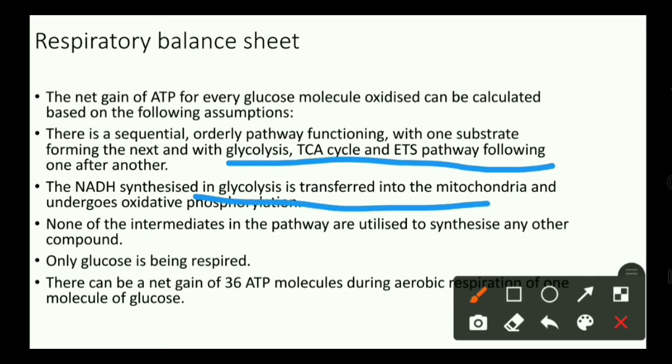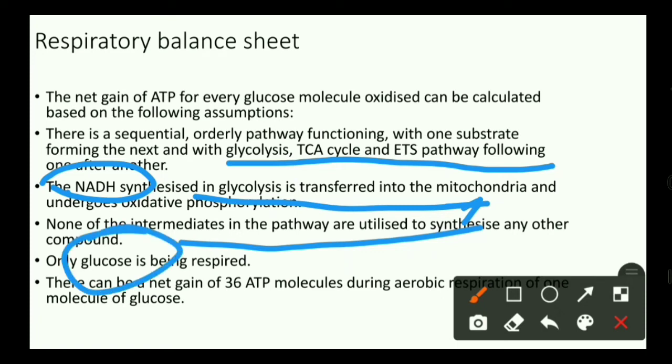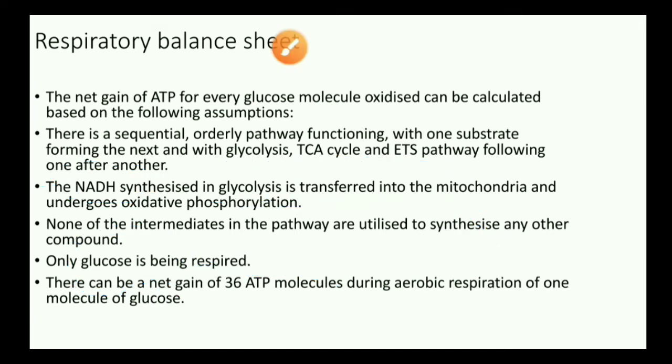all the intermediates will not be utilized to do anything else. And all the NADH that is synthesized in glycolysis will be transferred to the mitochondria, and only glucose is respired. Then the net gain will be 36 ATP molecules. Though it is 38, in eukaryotes it is 36, because two molecules are already consumed during the transfer of NADH from glycolysis into the mitochondria. This was already discussed in the previous video.